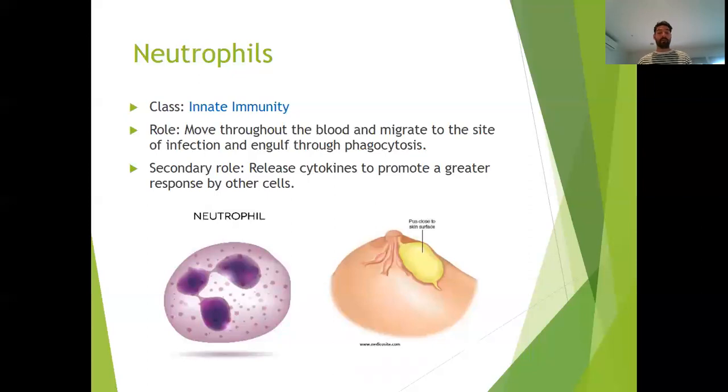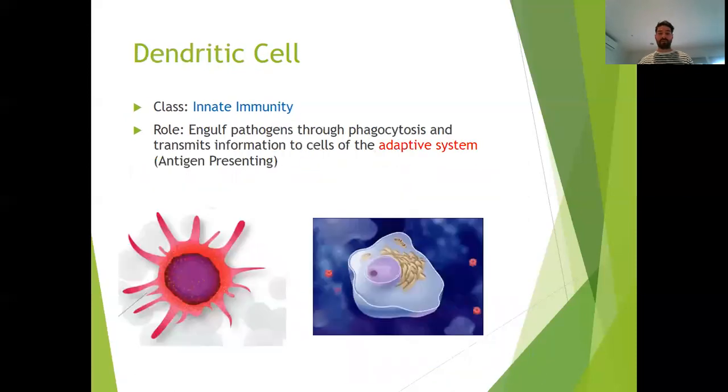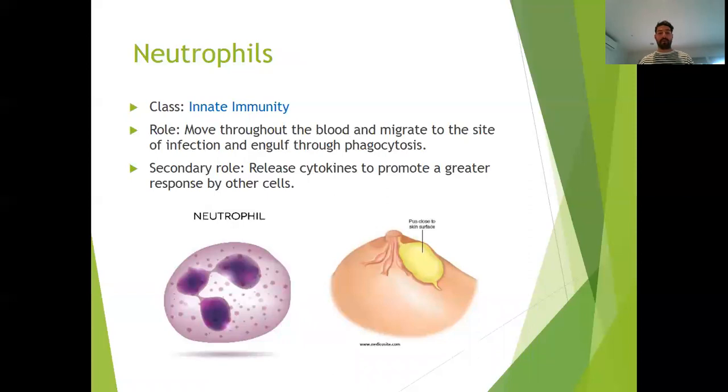The next one are neutrophils. Again, these are just part of our innate immune system. They move throughout the blood and go to the sites of infection and start engulfing the pathogens through phagocytosis. So you can see both macrophages, dendritic cells, and neutrophils all undergo phagocytosis. They also release cytokines, which are those ligands which get other cells to come to the area as well.